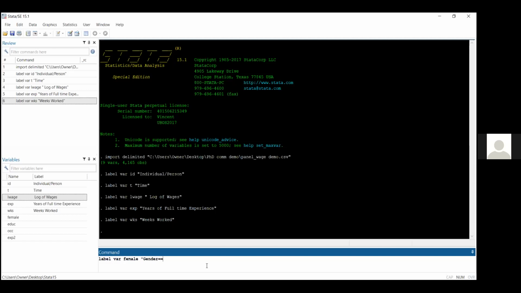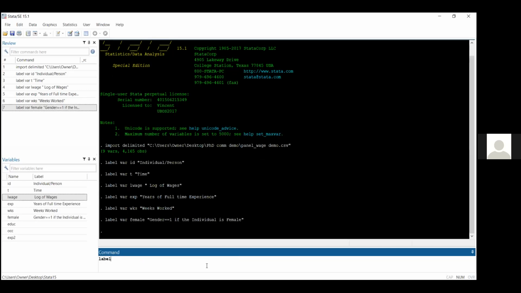which is 1. That's the gender variable, which is going to be 1 if the individual is female. I should have done this in Excel before I brought it in, but also for learning purposes, it doesn't kill us. I also label a variable which we are seeing as ED, and it stands for years of education.